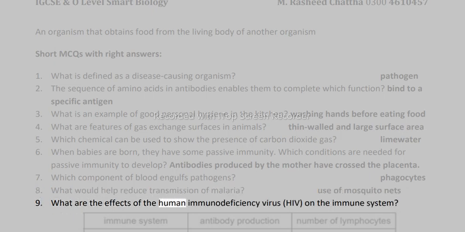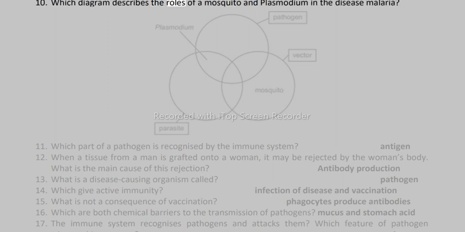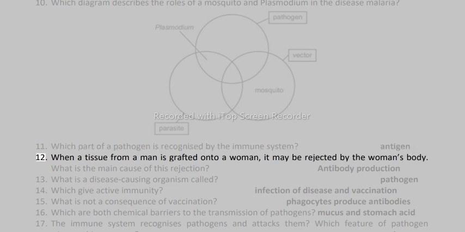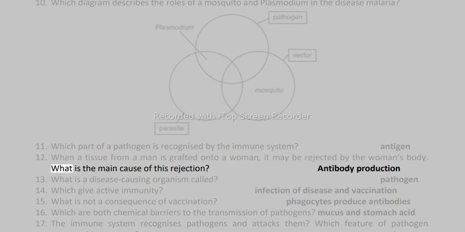What are the effects of the human immunodeficiency virus, HIV, on the immune system? 10. Which diagram describes the roles of a mosquito and plasmodium in the disease malaria? 11. Which part of a pathogen is recognized by the immune system? Antigen. 12. When a tissue from a man is grafted onto a woman, it may be rejected by the woman's body. What is the main cause of this rejection?